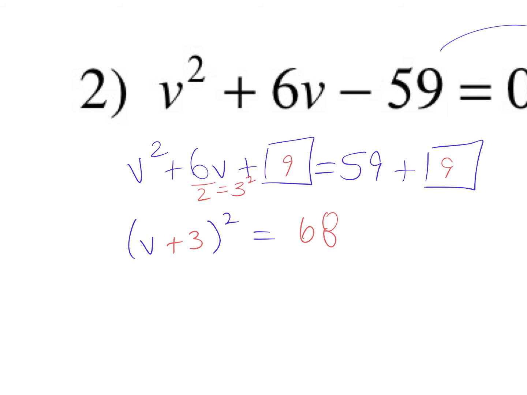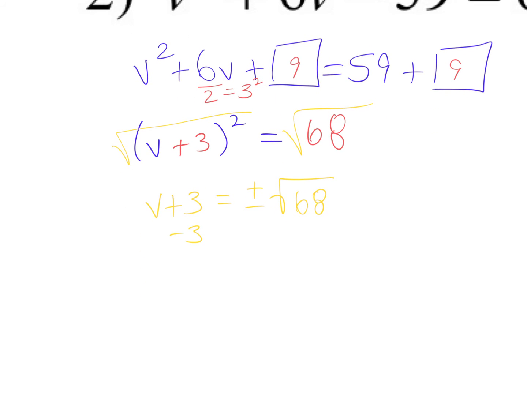Now, there's 2 more steps, and it's the same thing that we did 27 times already. How do I get v by itself? Take the square root. So I have v plus 3. What goes in front of square root of 68? Plus or minus. Good. And the last thing is? Subtract the 3. So I have -3 plus minus square root 68.